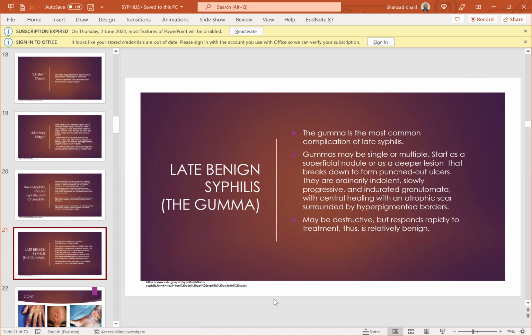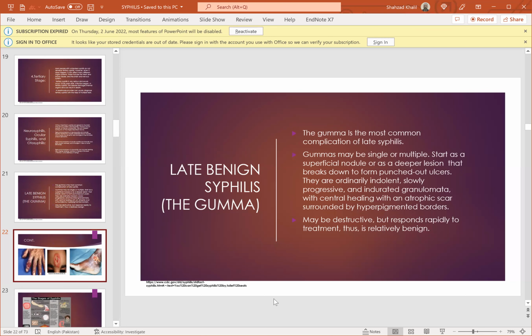Late benign syphilis, the gumma. The gumma is the most common complication of late syphilis. Gummas may be single or multiple, start as a superficial nodule or as a deeper lesion that breaks down to form punched out ulcers. They are ordinarily indolent, slowly progressive, and indurated granulomata with central healing with an atrophic scar surrounded by hyperpigmented borders. May be destructive, but responds rapidly to treatment, thus is relatively benign.